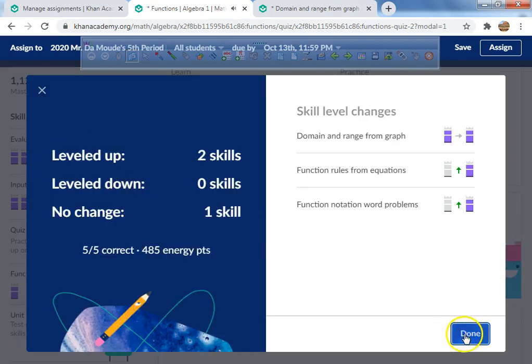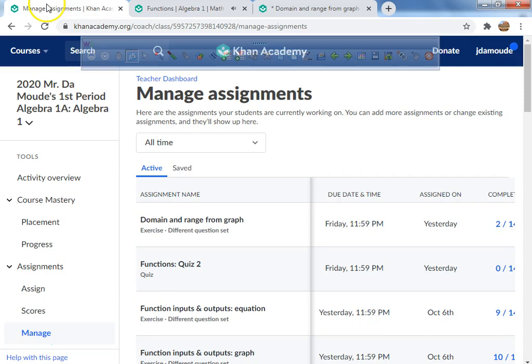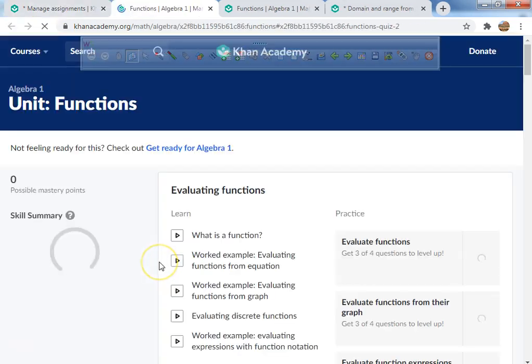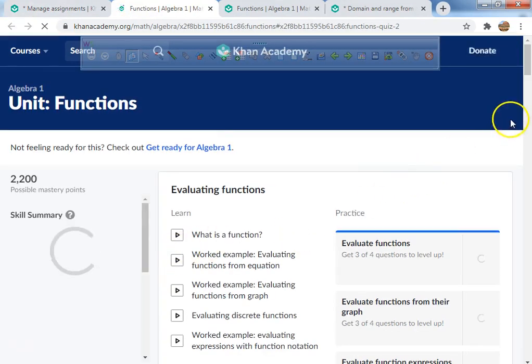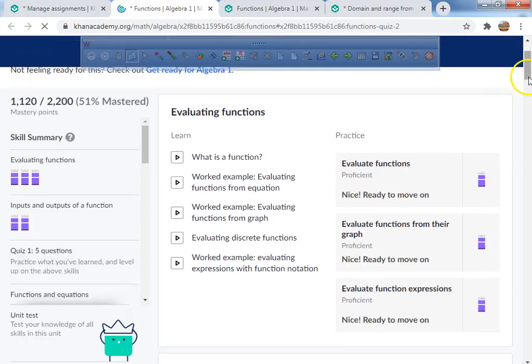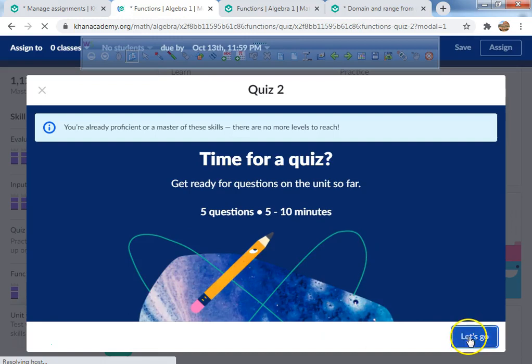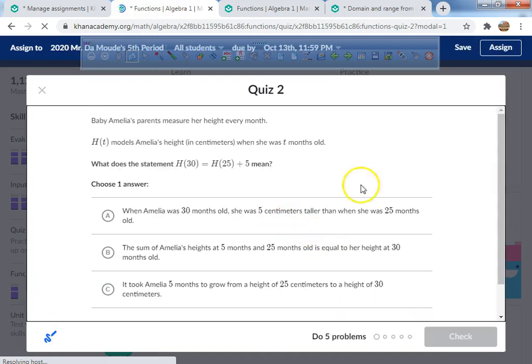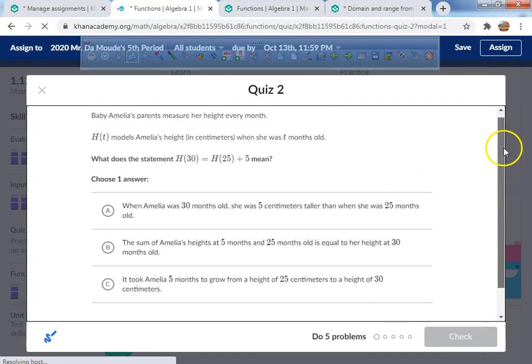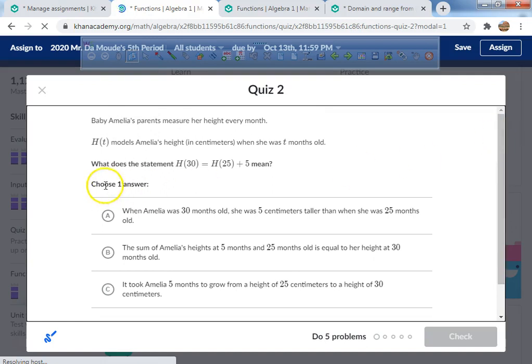All right, so I'm going to go ahead and start this quiz over real quick. Start this over. Do a few more. Okay, let's take the quiz again. Let's do it. Let's have some fun here, huh? What in the world? We got word problems? All right, so here we go.